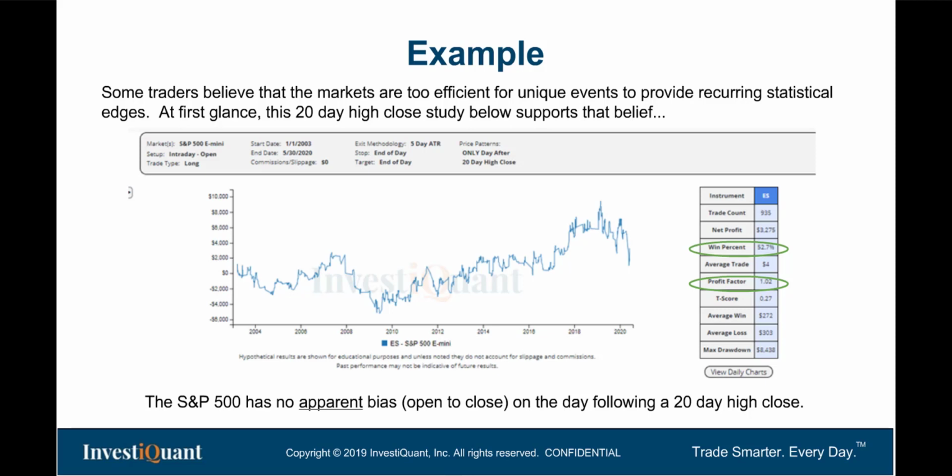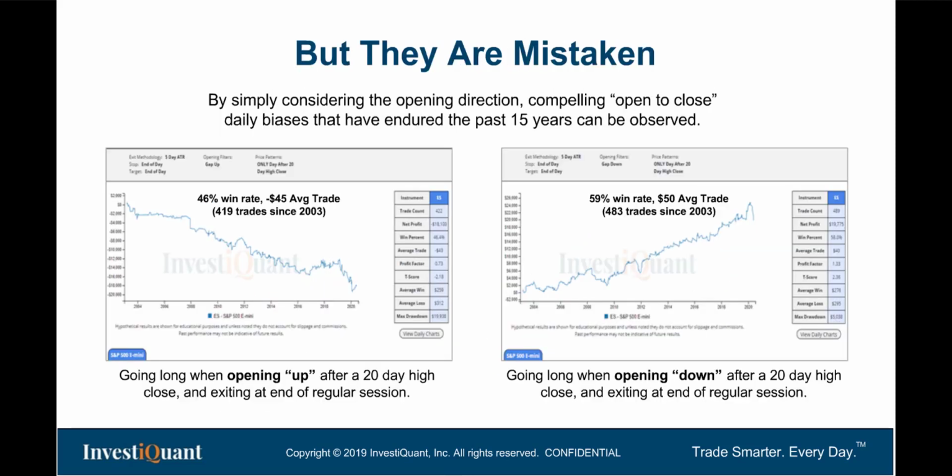I'm sure some of you were assuming that I meant the direction of the gap, but that's exactly what I meant. If opening up after a 20-day high close, just like we had today, the majority of you would have been wrong. The bias is actually to the downside. This left pattern shows you that there's only a 46% probability of closing above the open when opening higher. I'm using the regular trading hours, the 9:30 New York Stock Exchange hours, for going long on an up gap after a 20-day high close.